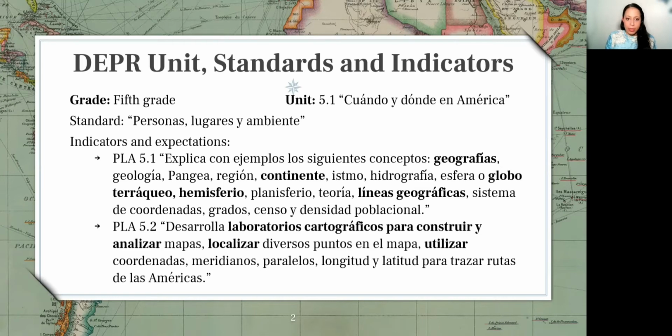The standard is personas, lugares y ambiente. And the indicators and expectations are PLA 5.1, where the student explica con ejemplos los conceptos geografía, continente, globo terráqueo, hemisferio y líneas geográficas, entre otros. Y el PLA 5.2, el estudiante desarrolla laboratorios cartográficos para construir y analizar mapas, localizar puntos y utilizar coordenadas.